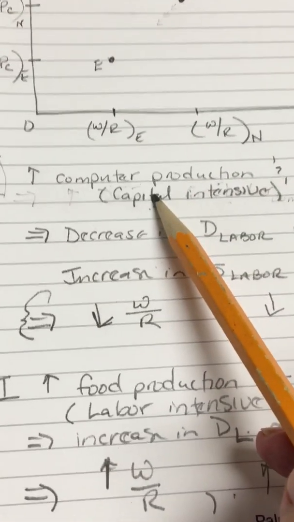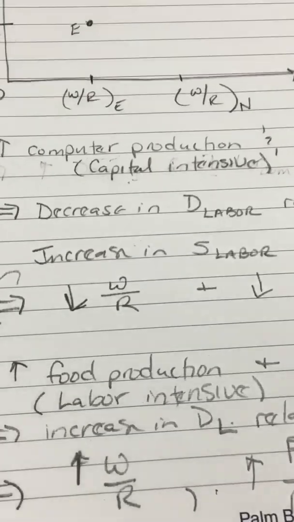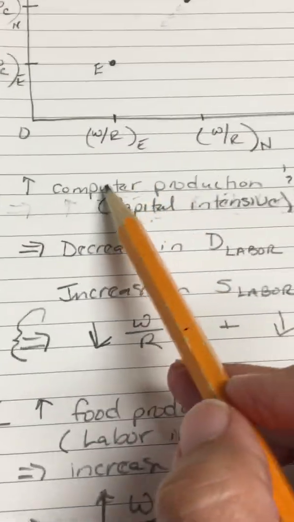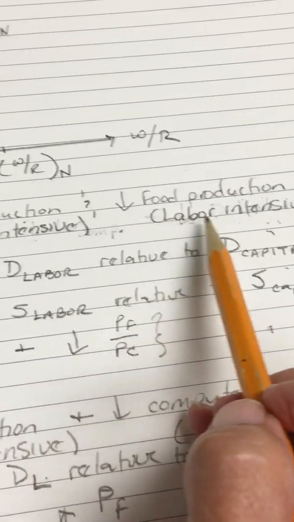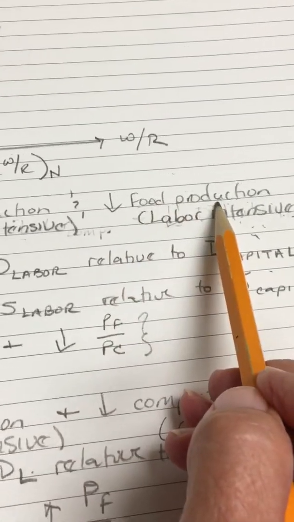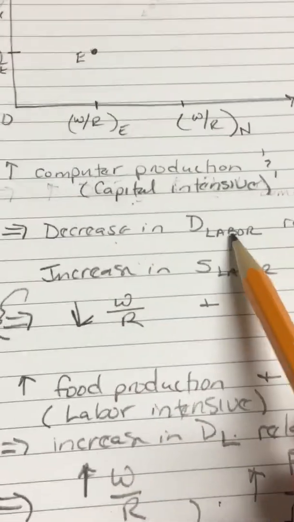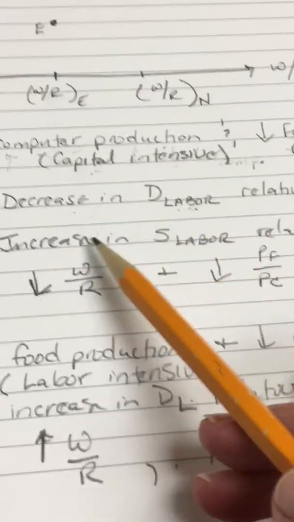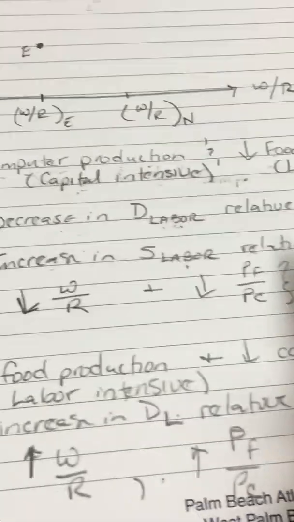So you might remember from microeconomics that when we start thinking about input markets, those are derived demand. In other words, the demand for capital is going to do whatever happens with the demand for computers. Likewise, the demand for labor is going to be related to whatever is going on with food production. So the bottom line is, if we're not producing as much food, we don't need as much labor. So we're going to see a decrease in the demand for labor relative to the demand for capital. We're also going to see an increase in the supply of labor relative to the supply of capital.